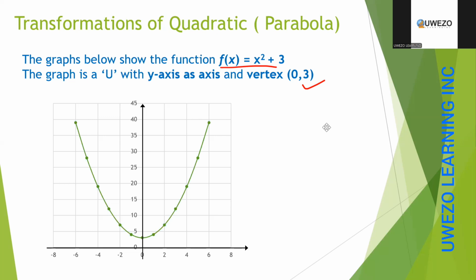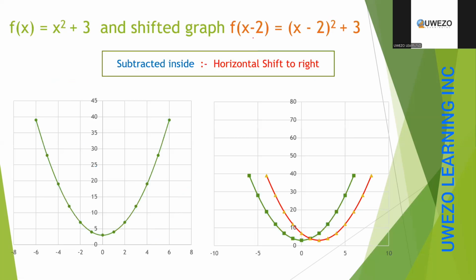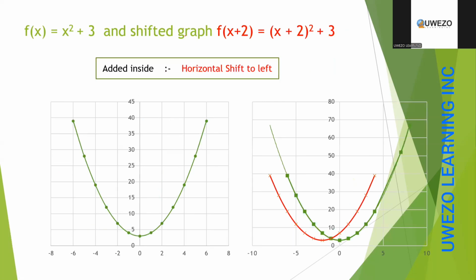Now, if I subtract 2 inside the brackets, so now x is x minus 2, the graph is going to shift to the right by 2 units. Hence, the vertex will shift from (0, 3) to (2, 3). Also, if I add 2 in place of x, then there is a shift to the left. So the vertex will move from (0, 3) to the left to (negative 2, 3).